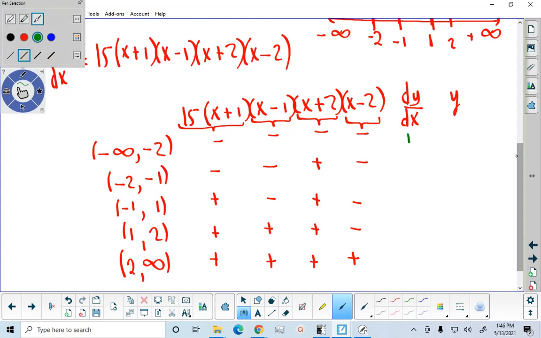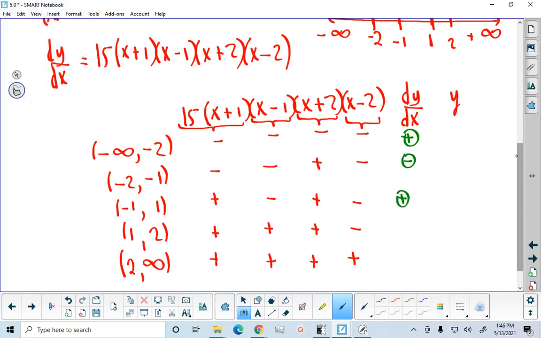4 negatives give a positive. 3 negatives give a negative. 2 give a positive. I don't know if you've ever thought about this, but if the number of negatives is odd, you're going to get a negative. If the number of negatives is even, you're going to get a positive. And then it's negative, and then it's positive.